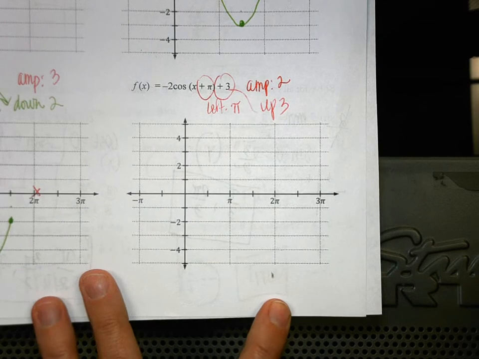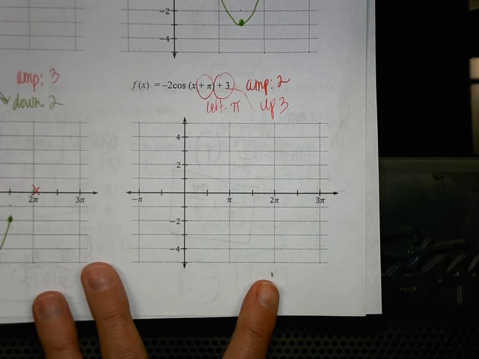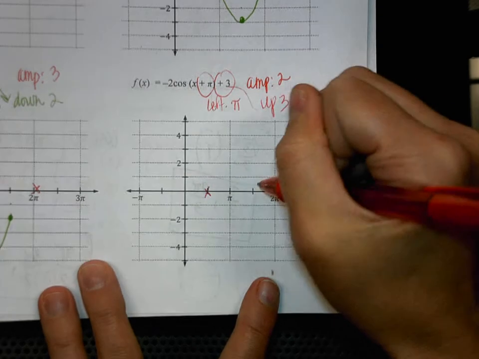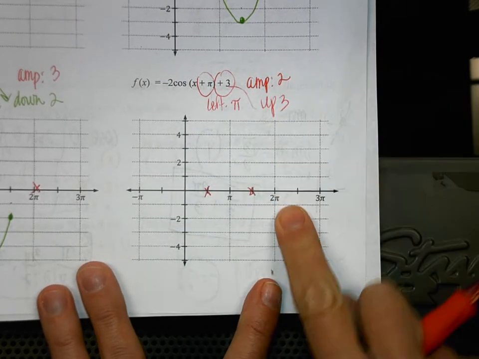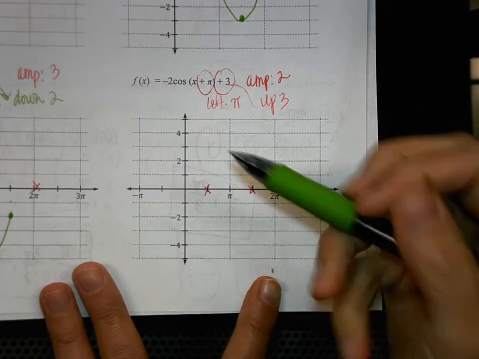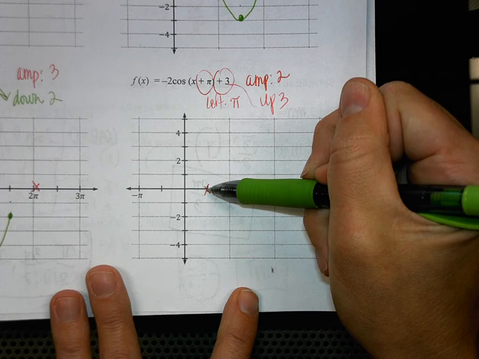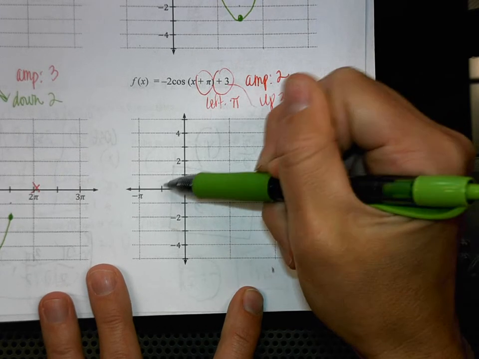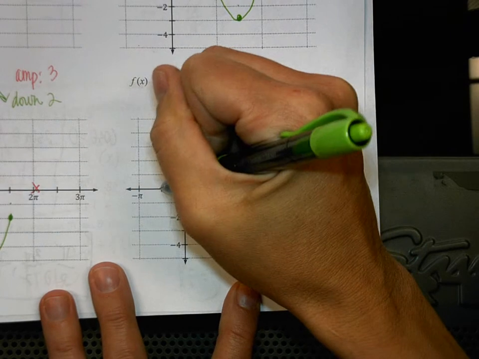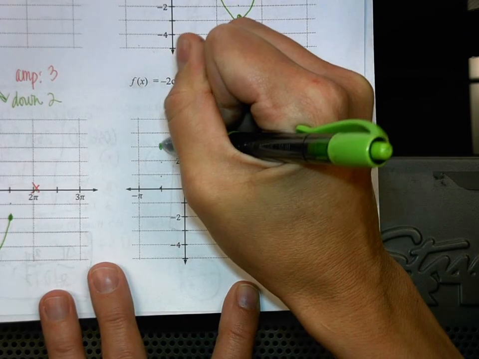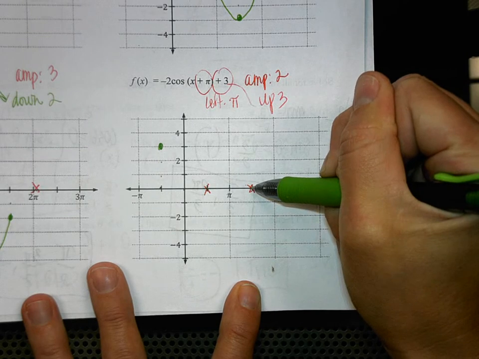Where are my original cosine marks? In between there and in between pi and 2 pi. So when we're going left pi, how many am I going left? How many marks? 2 marks, which is pi. So I went left pi and then up 3. 1, 2, 3. For this marking, we're going left pi, so we're going left 2 and then up 1, 2, 3.